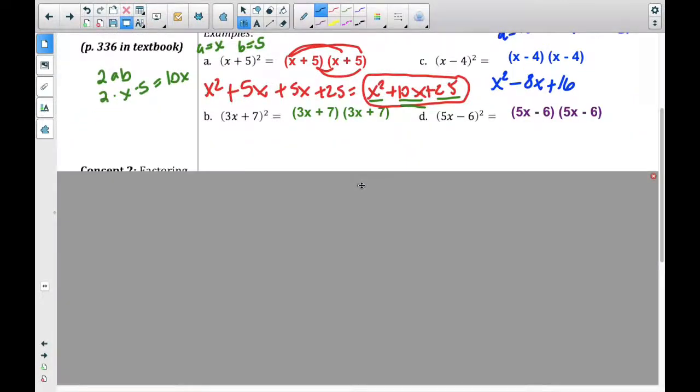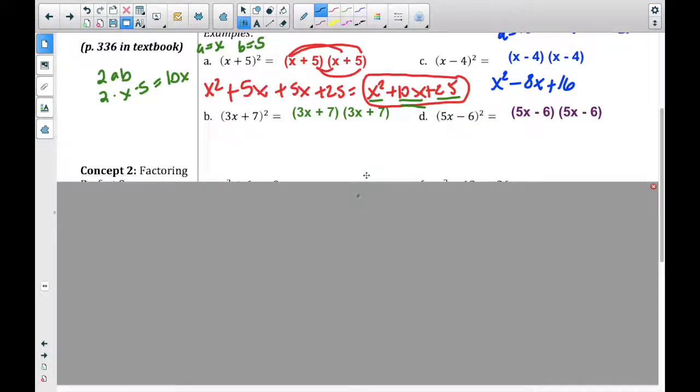Let's look at some examples that have coefficients on them. They're a little bit more complex, not too much, but a little bit. Once again, let's just start off by double distributing and see what we get. When we first double distribute, we get 9x squared plus 21x plus 21x plus 49. And if we simplify that, we get 9x squared plus 42x plus 49.